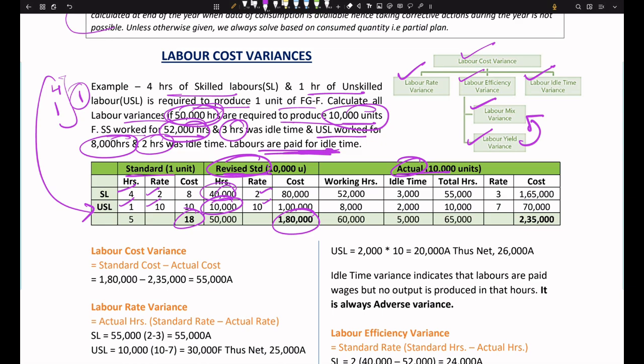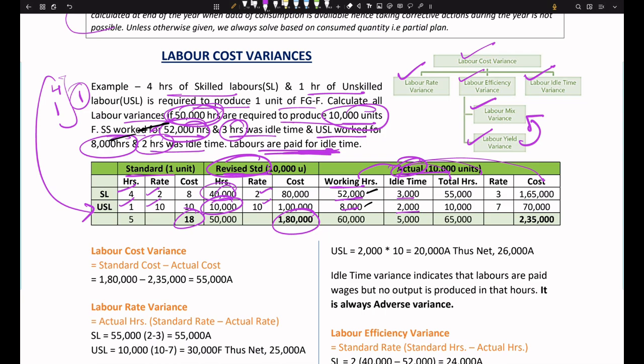Now for actual, we have actual working hours, actual idle time, actual total hours, actual rate and actual cost. The actual working hours are 52,000 and 8,000, that is given. The 3,000 and 2,000 is the idle time, that is also given. 3 hours for idle time, 2 hours for idle time.